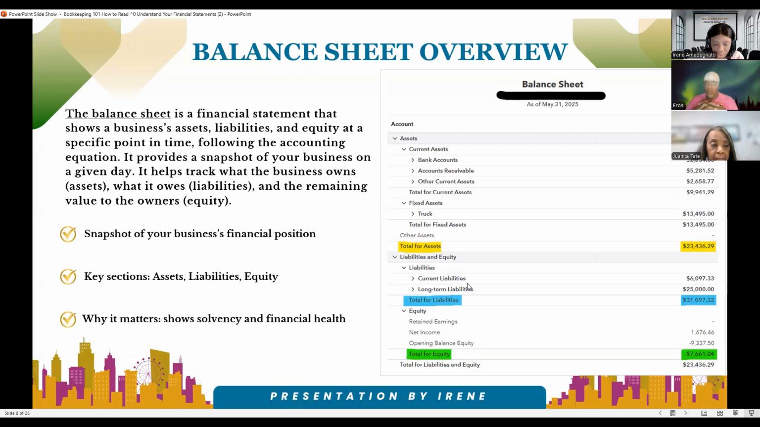So now what the equation says: total assets equal total liability plus total equity. In this example, if we take 23,436.29, we should have 31,097.33, which is the liability, plus the total equity, which is negative. So if you do 31 minus 7,600, you see at the end, total for liability and equity, we got the same number, 23,436.29, same thing for assets. In case you do not have the same number, your balance sheet is wrong. It's always equal: total assets equal total liability and total equity.